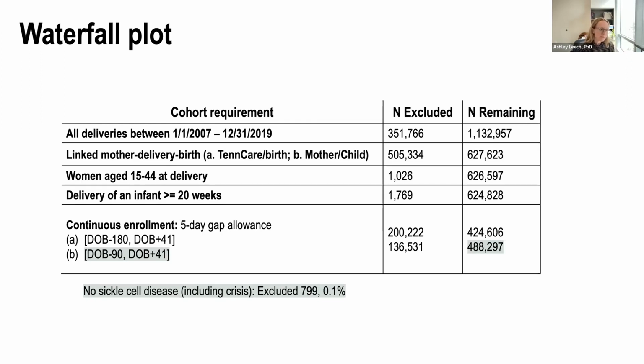We are also excluding individuals with sickle cell disease because many of these patients will be on chronic opioids, but these individuals comprise, you can see, just 0.1% of our entire sample. So we really didn't exclude very many people with sickle cell disease.